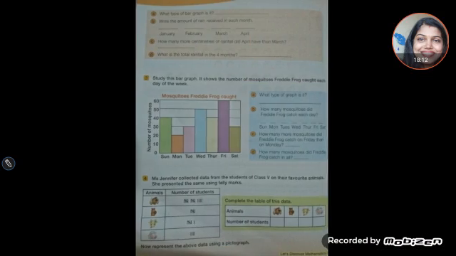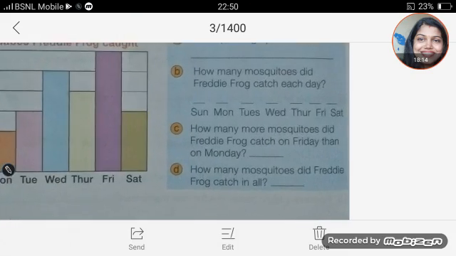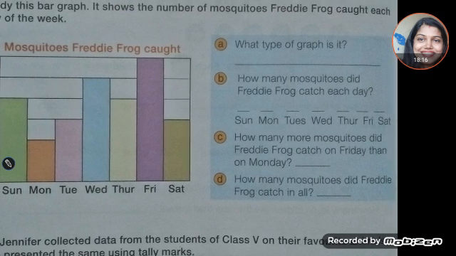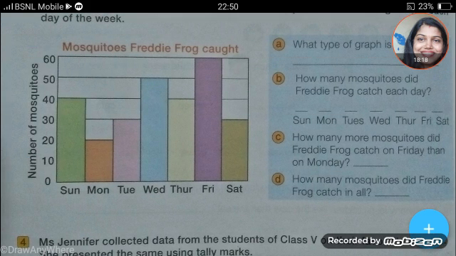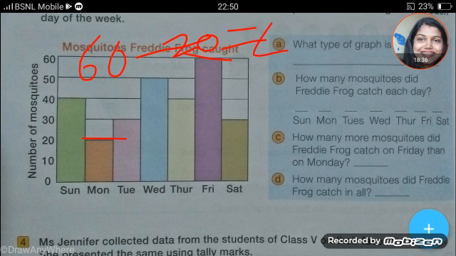Children, they're asking how many more mosquitoes did Freddy Frog catch on Friday than on Monday. So Friday is here and Monday is here. So how many more, if you just see, is the difference. So 60 minus 20 will give you 40. So there is a difference of 40 mosquitoes between Friday and Monday.